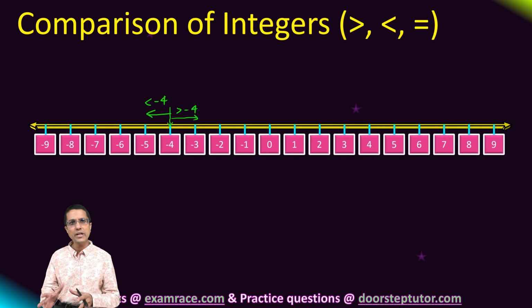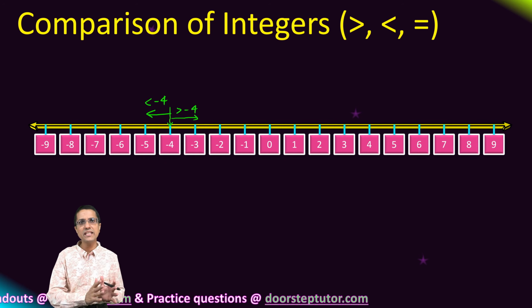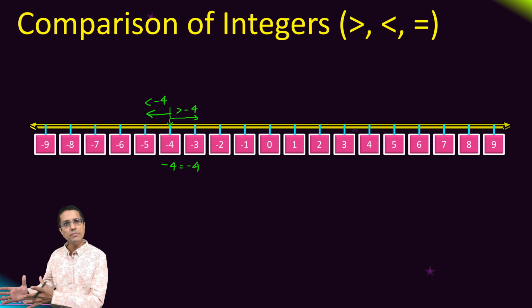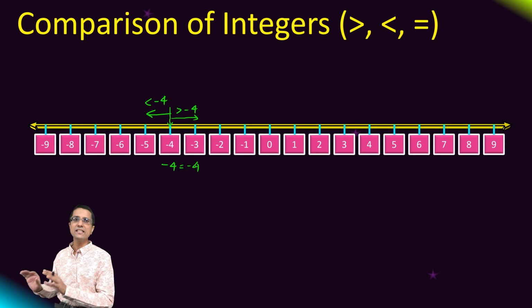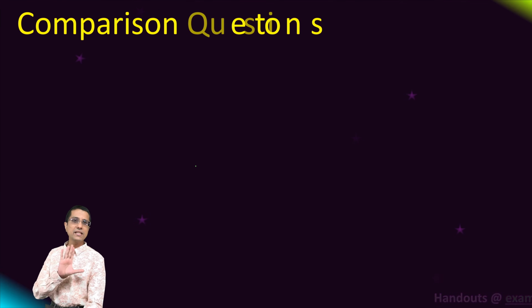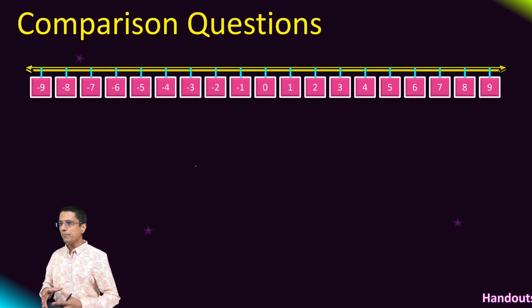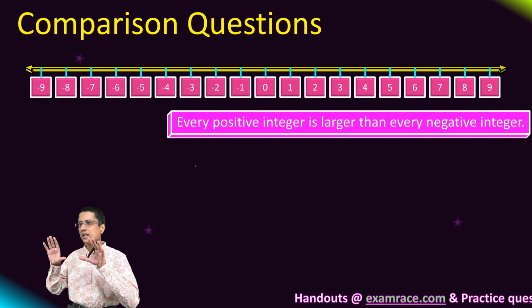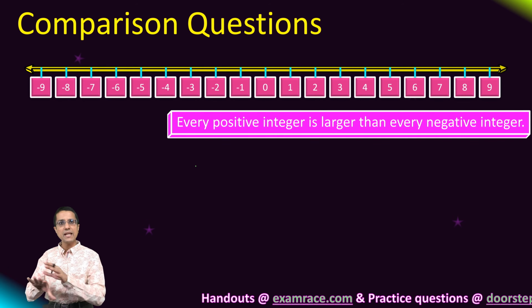Very, very simple. Numbers to the right are greater than the given number. The number, of course, is equal to the number itself. All the numbers to the left are less than the given number. Very, very simple if you understand the concept of the number line. Now, based on this, let's consider some very simple, generalized comparison relations on this number line.